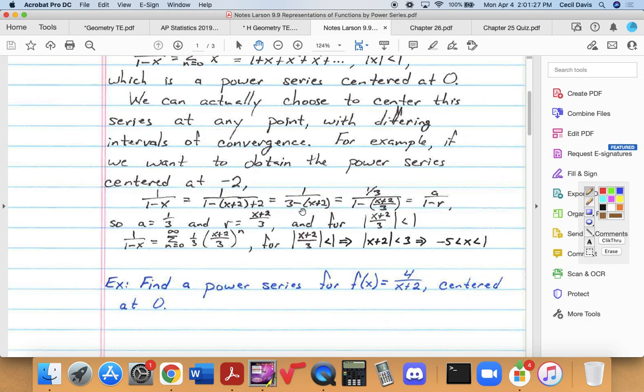Then grouping the like terms, we'd have 1 over 3 minus x plus 2. Remember that the format is a over 1 minus r. Therefore, in order to make this be a 1, we'd have to divide every term by 3. And we would get 1/3 over 1 minus x plus 2 over 3. So a is 1/3 and r is x plus 2 over 3, provided that the absolute value of x plus 2 over 3 is less than 1.